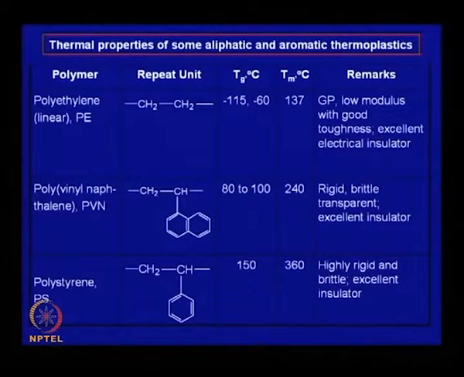Now, this shows further examples of other polymers, that Tg and Tm, melting transition, both. Say you go through these, they are available in the book, you look at the structure, try to understand why their Tg values are differing from each other, why their Tm values are differing from each other.